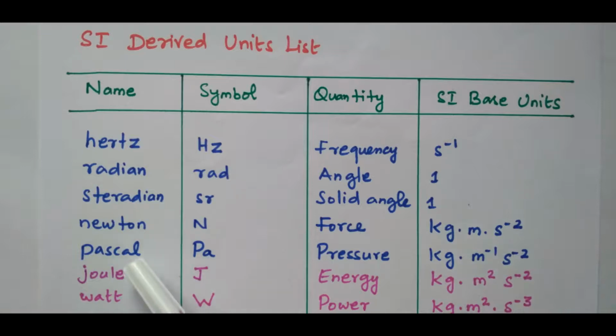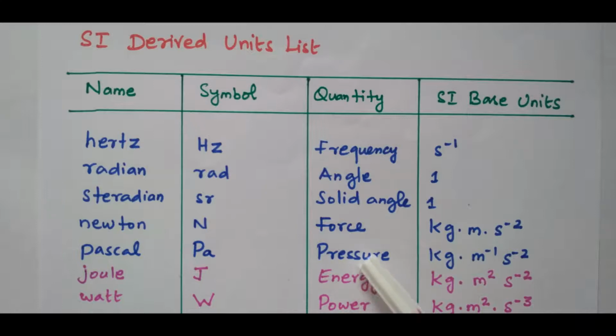The fourth one, Newton. That is for measuring the force. The unit is Newton. Symbol is N. What are the base units here? Kilogram, meter, and S power minus 2. This is nothing but second. So see this, there are 3 base units to define the term force: kg dot m dot S power minus 2.